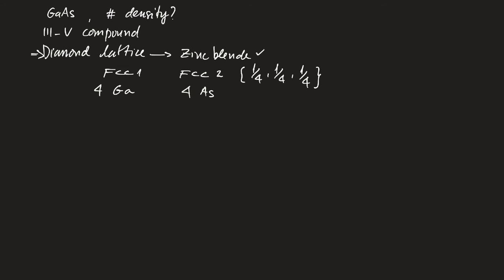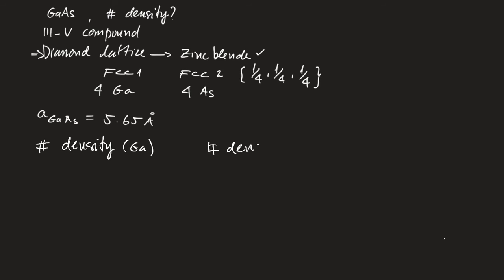Alright, if the lattice constant for the gallium arsenide is 5.65 angstroms, what is the number density? Well, there are two number densities involved, one for the gallium and the other for the arsenic. We can calculate the number density for the gallium and the number density for the arsenic.